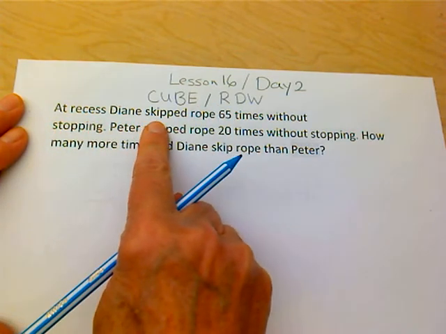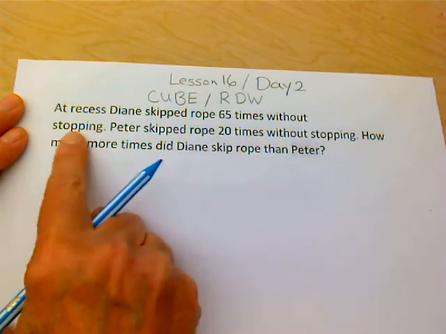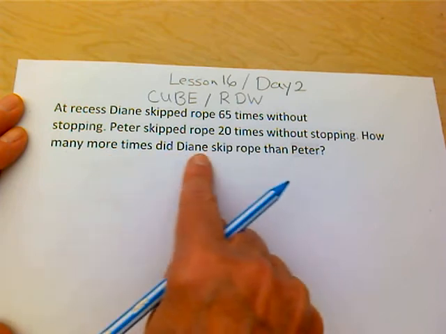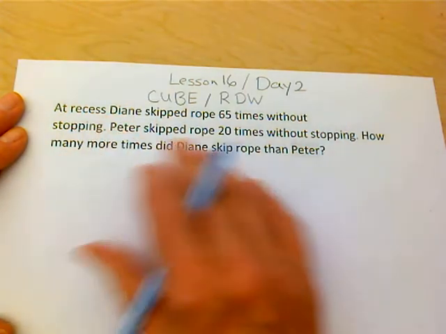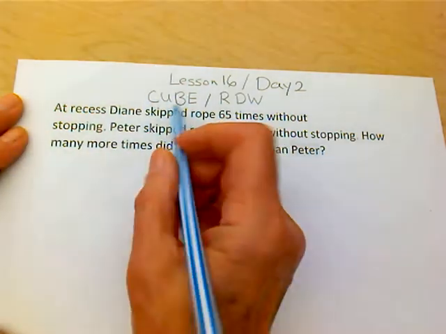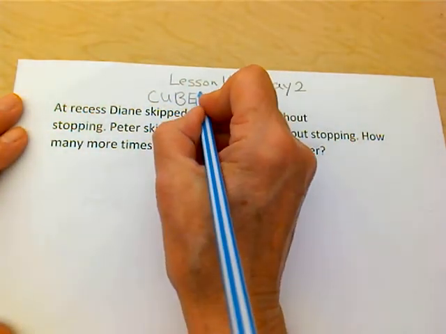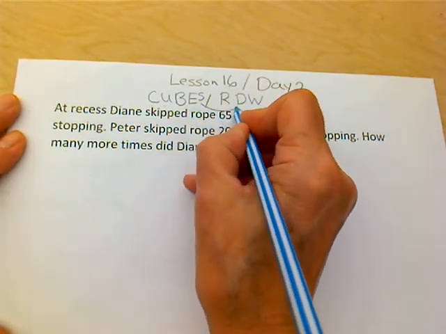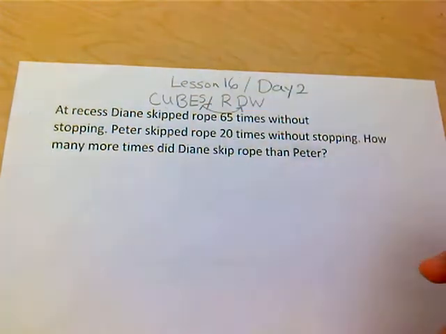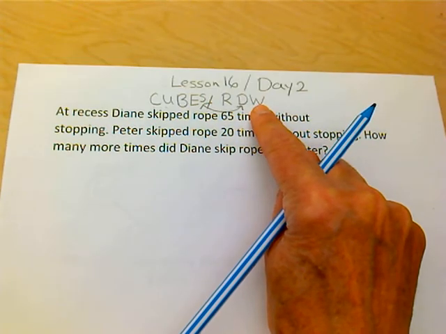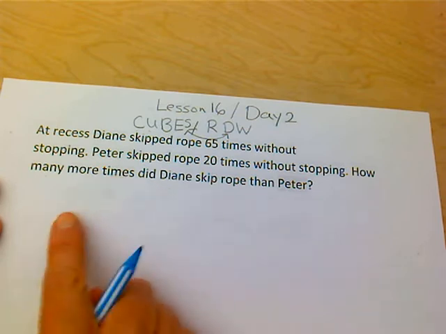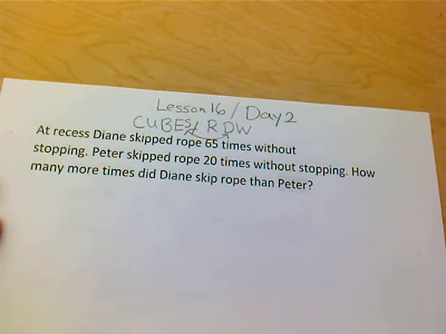At recess, Diane skipped rope 65 times without stopping. Peter skipped rope 20 times without stopping. How many more times did Diane skip rope than Peter? So I've read the problem. Now I'm going to circle my numbers. I'm going to underline the question, box keywords, X out extra information, and set it up to solve. The setting up to solve part is like the draw part. And of course, I do need to write a response about how this is looking. So I need to think about how many more times did Diane skip rope than Peter.